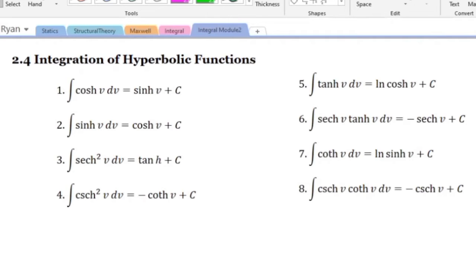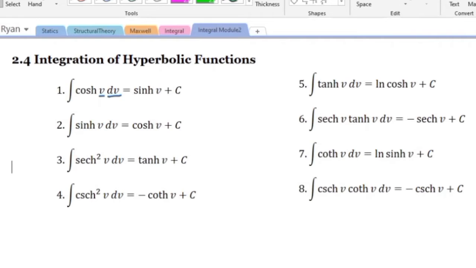Topic 2.4, the integration of hyperbolic functions. So for formula number 1, we have the integral of hyperbolic cosine of v dv is equal to hyperbolic sine of v plus c, provided that your dv here is the derivative of your angle v here. Number 2, the integral of hyperbolic sine of v dv is hyperbolic cosine of v plus c.